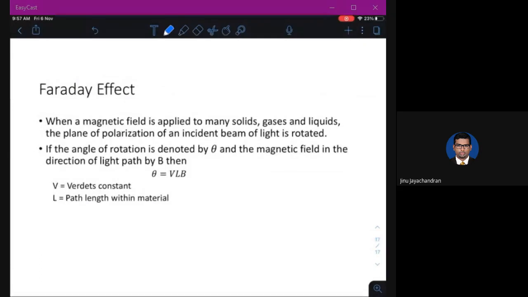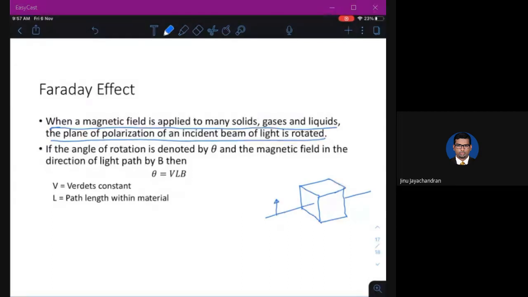The last one is the Faraday effect. Instead of an electric field, we are going to use a magnetic field. When a magnetic field is applied to many solids, gases and liquids, the plane of polarization of an incident beam of light is rotated. If you have some structure like this, and the light is incident and goes out like this, the polarization direction is this.